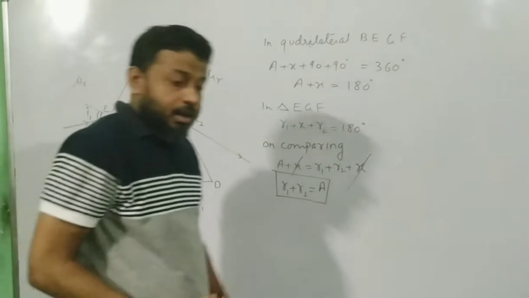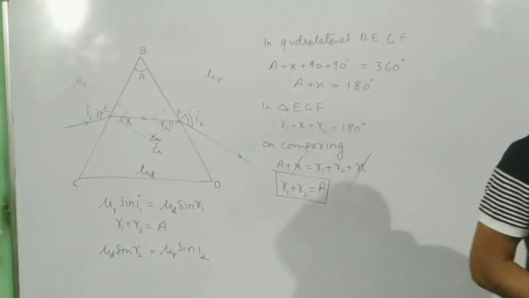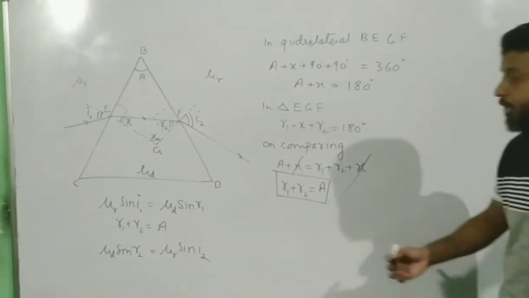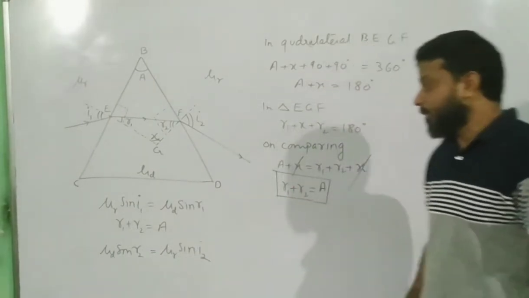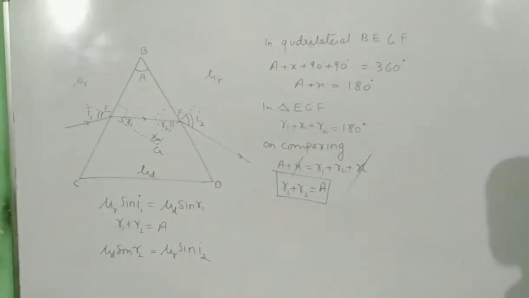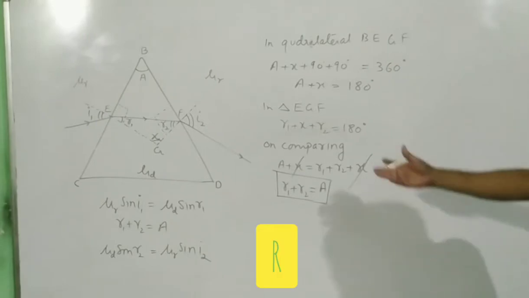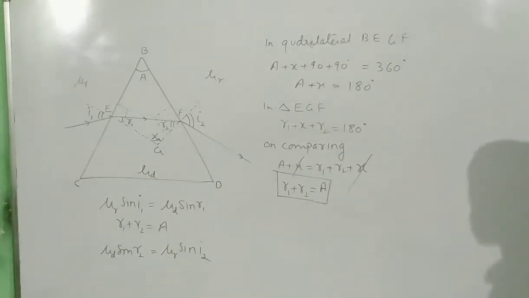Now we are going to derive the angle of deviation. So we have got three equations over here, two Snell's law equations and one geometrical equation, R1 plus R2 equals A, and now let us try to derive the angle of deviation. I suggest please take a note here, pause the video and take a note over here.